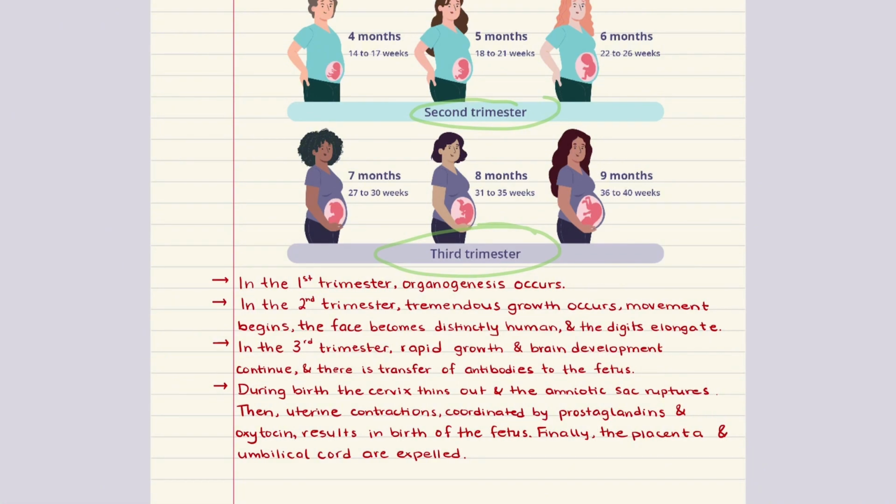After the baby is born, there's one more stage, and that is that the placenta and umbilical cord are expelled from the uterus. And this final step is known as the afterbirth. With that, we've completed the journey from fertilization to delivery.